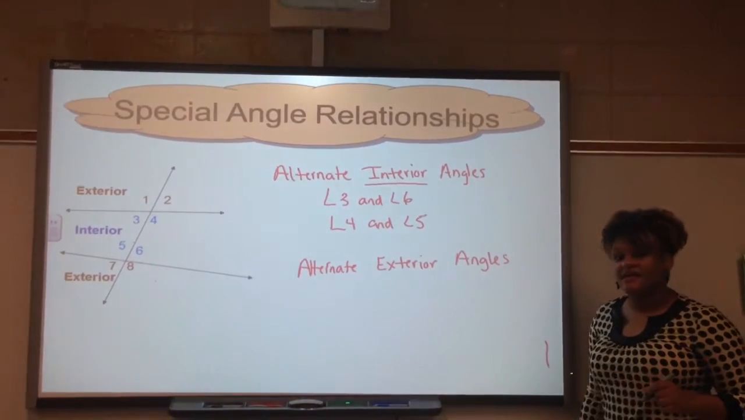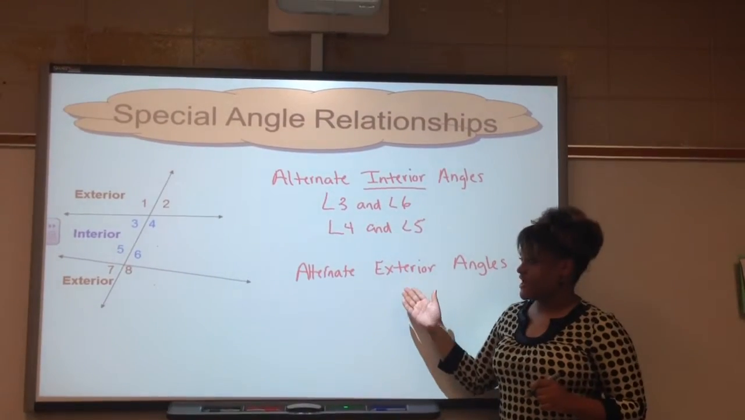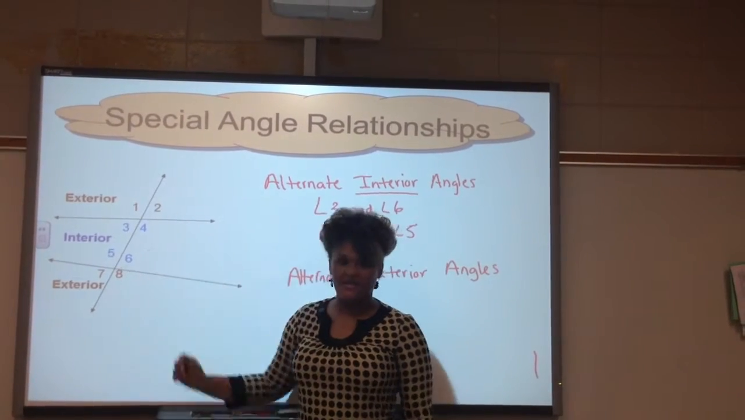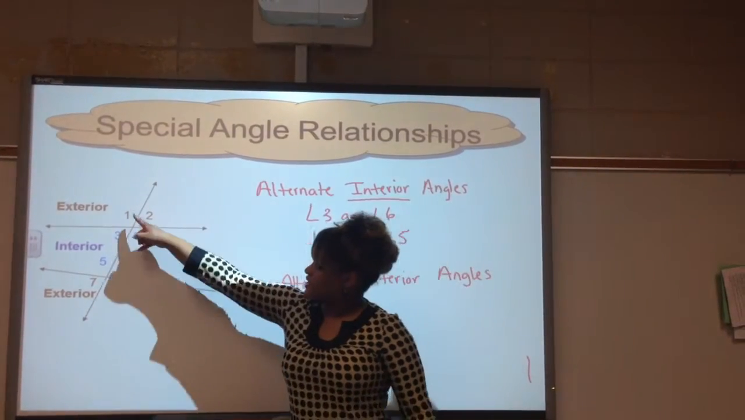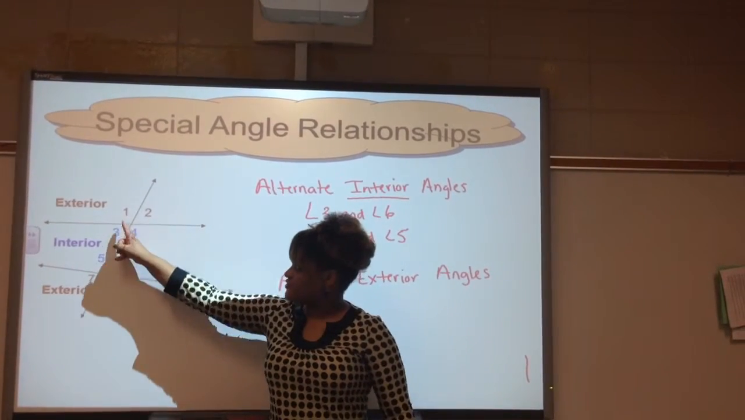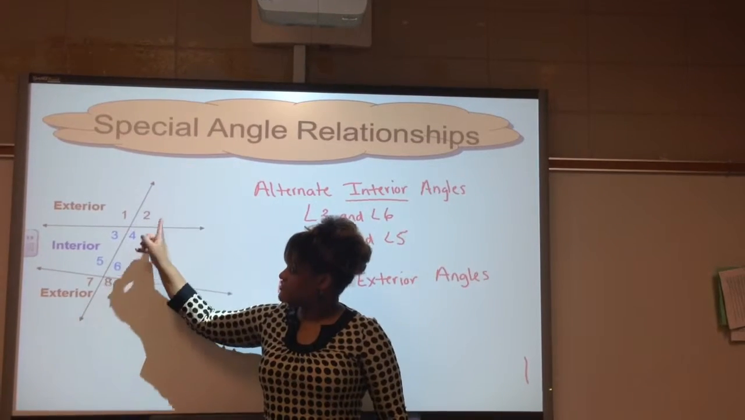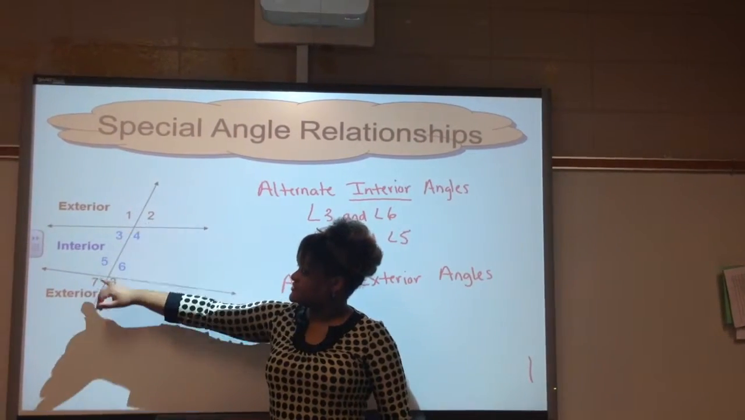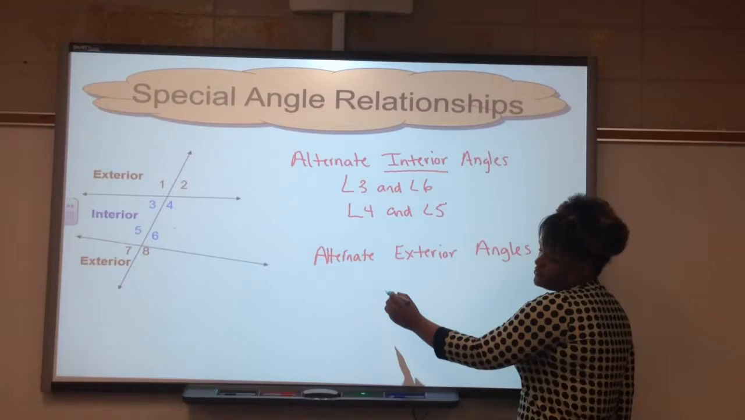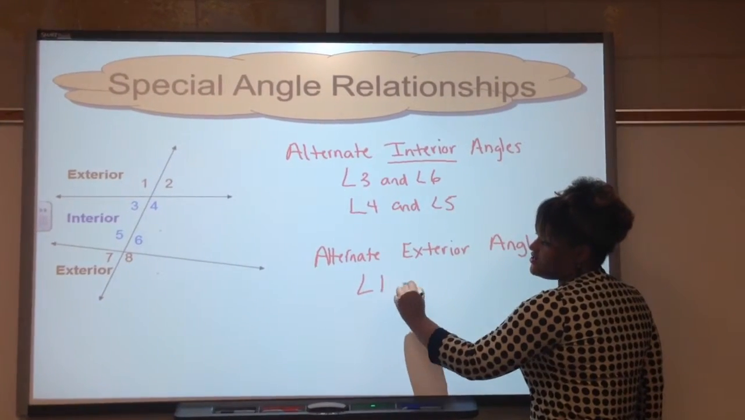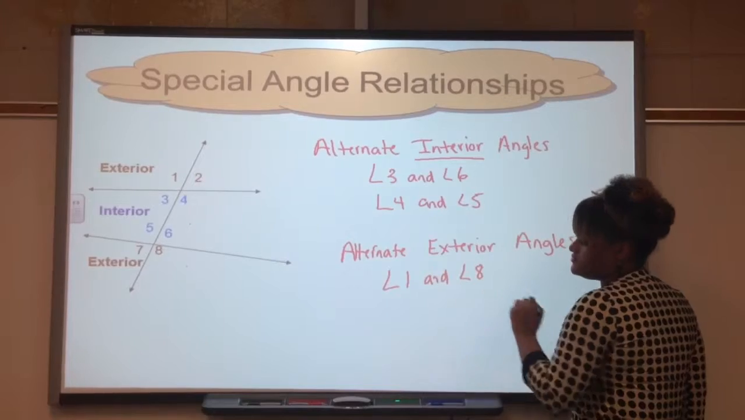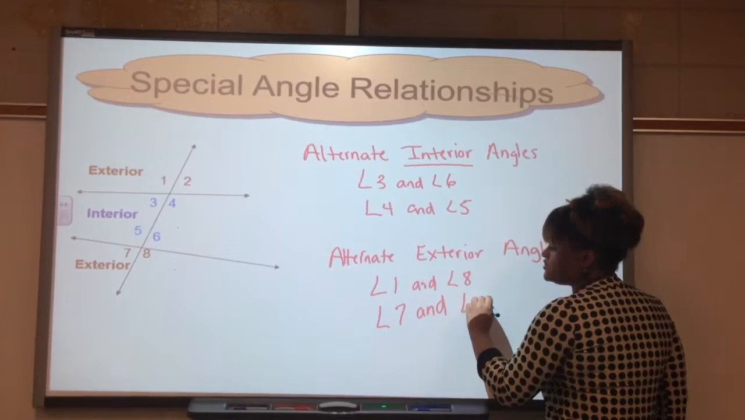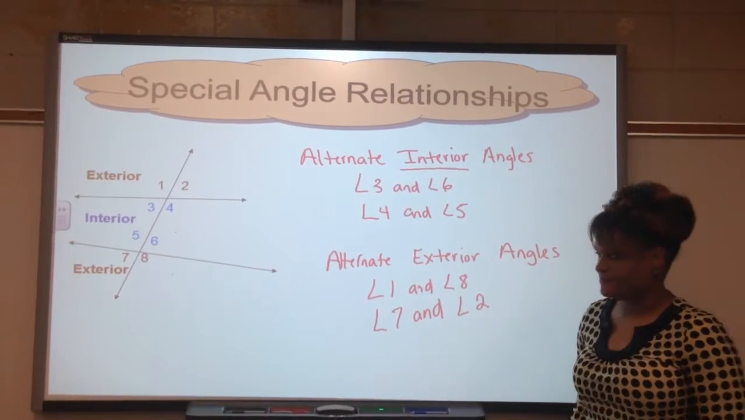Now we use that same thinking to help us with alternate exterior angles. These are exterior angles that alternate along the transversal. So I'm looking at 1, 2, 7, and 8. Okay? Notice 1 and 8 are exterior. They alternate along the transversal. And then angles 2 and 7 are exterior. They alternate along the transversal, meaning one is on the right side, one is on the left side. So my special angle pairs for alternate exterior angles are angle 1 and angle 8. My other pair is angle 7 and angle 2.